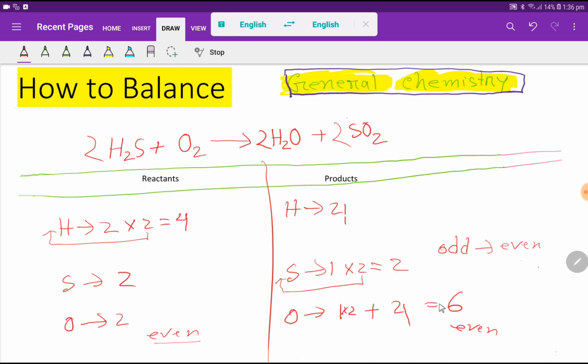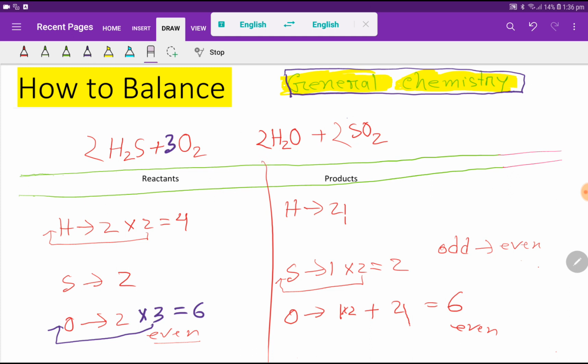Now look, hydrogen 4, so hydrogen is already balanced, sulfur 2, sulfur is balanced, but oxygen here 2 but here 6. So to balance the oxygen, what can I do? I can simply multiply here by 3, that gives me 6. These three must come before this oxygen that is here. So now oxygen 6, 6, sulfur 2, 2, hydrogen 4, 4. So everything is balanced. So you can say that this is the balanced reaction.